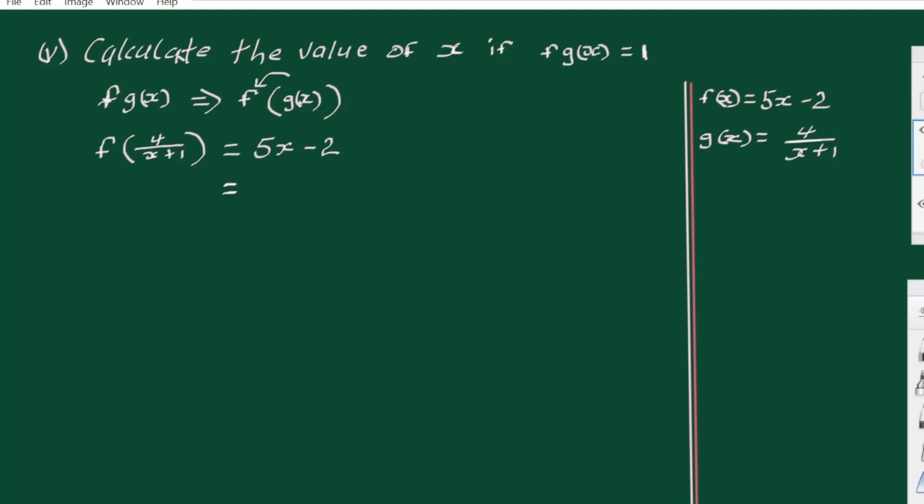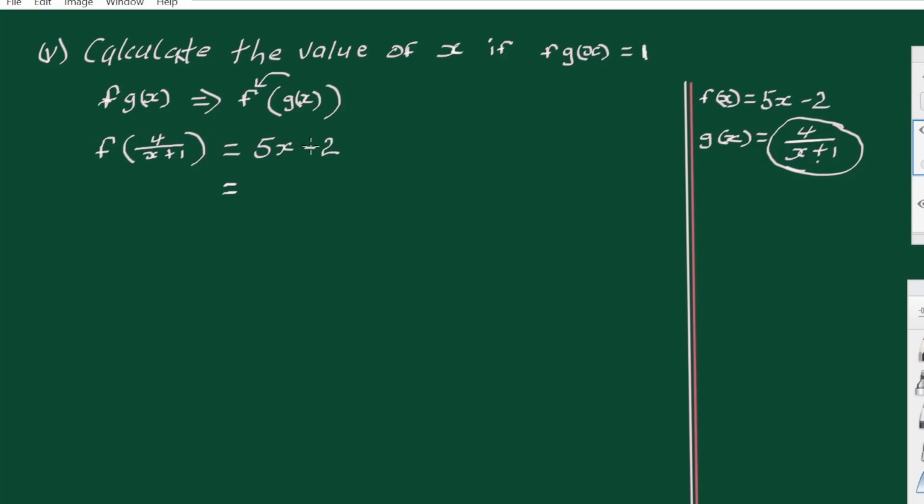So we have question 5. Calculate the value of x if f g of x equals 1. Now f g of x is the same as f of g of x, where we put the entire function g of x into the function f. So the function g of x is 4 over (x plus 1). So we're going to take this entire function, and we're going to use it as the input to function f.